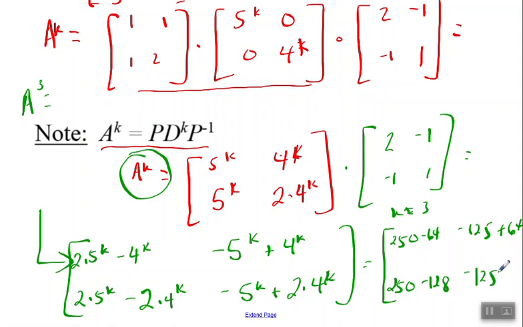Negative 125 plus 2 times 64 is going to be 128. So I can do that one very easily. It should be a positive 3. I'm going to press pause and check my work.